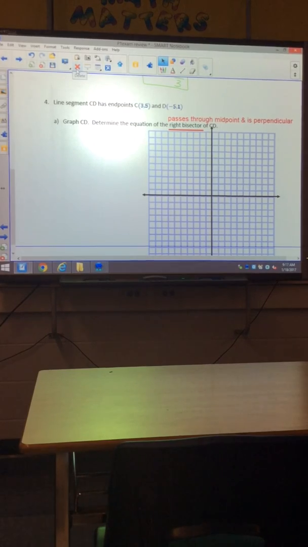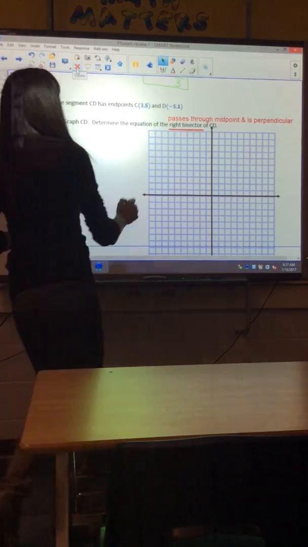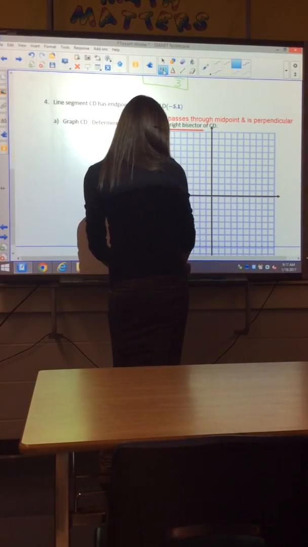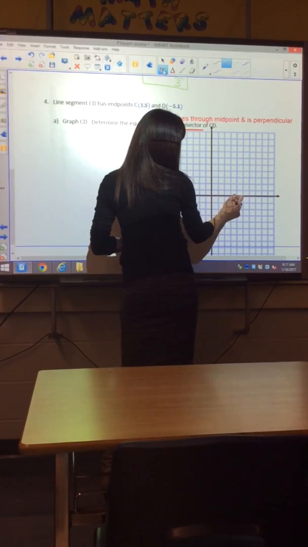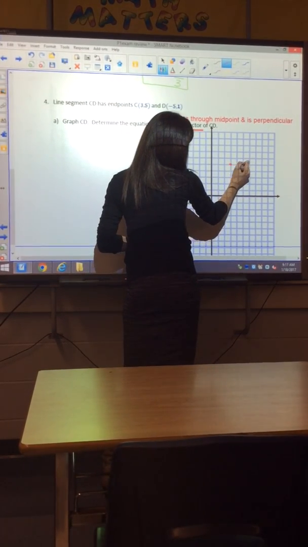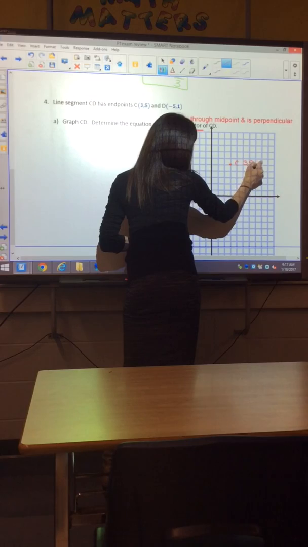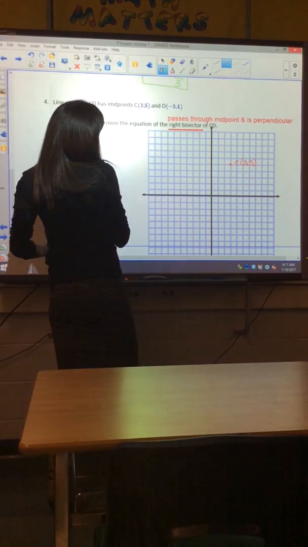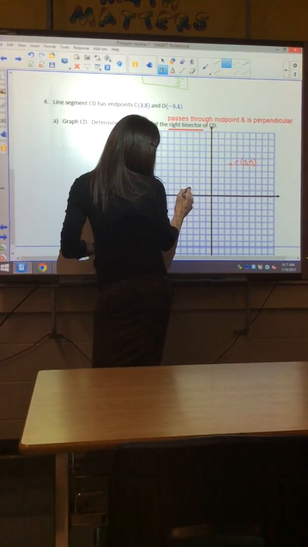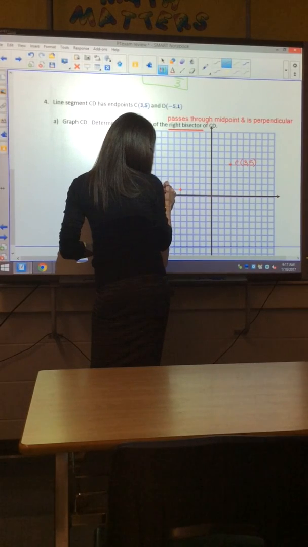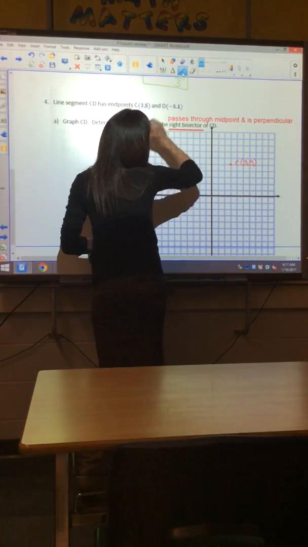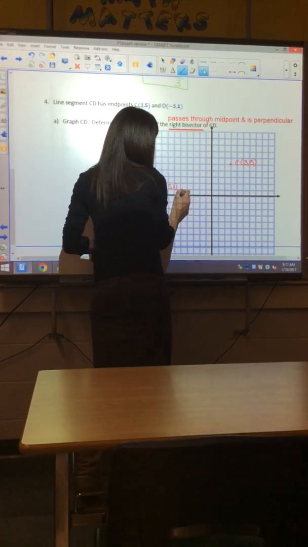So we're going to plot the points C and D. C is 3, 5. So over 3, up 5. Label them with their coordinates on the grid. D is -5, 1. Left 5 and up 1. And we're going to draw this line segment.